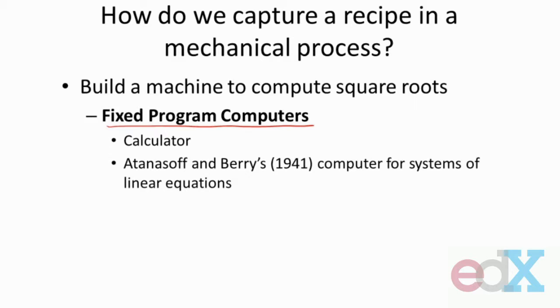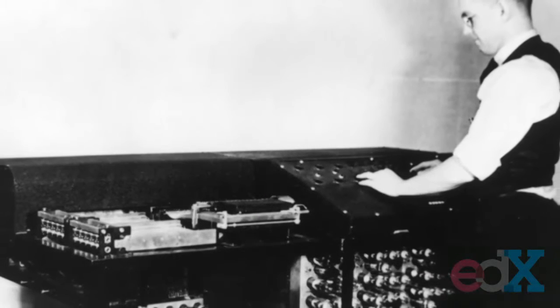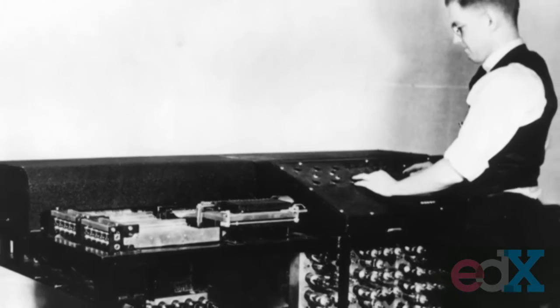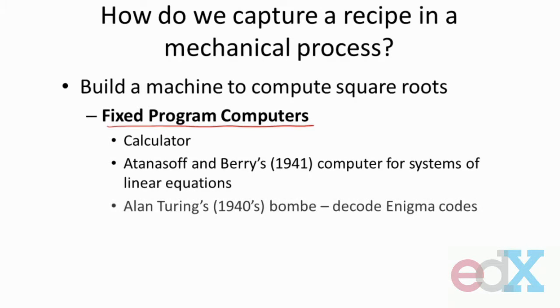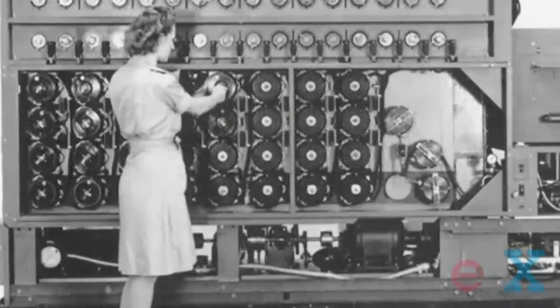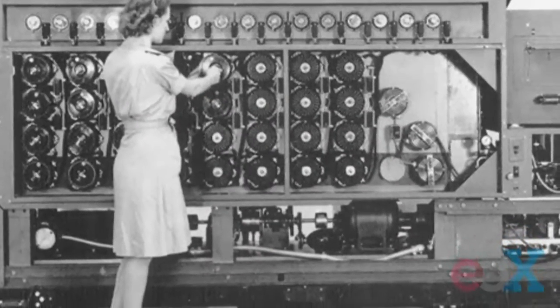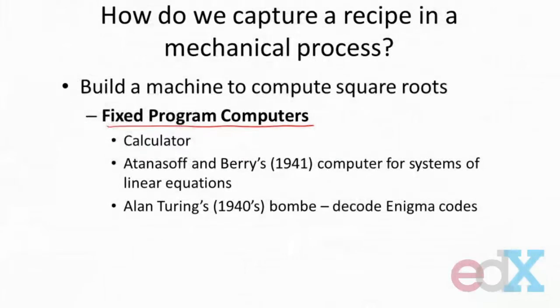It could be more complicated, and in fact, some of the early computers were. Atanasoff and Berry in 1941 built a computer for solving systems of linear equations. And even despite the fact that the technology wasn't quite as sophisticated as it is today, it did quite well at doing that. During the war, Alan Turing, one of the most famous computer scientists, built what was called the bombe, which was used to decode Enigma codes during World War II. Again, a computer built specifically for that purpose, but solving a very complex task.